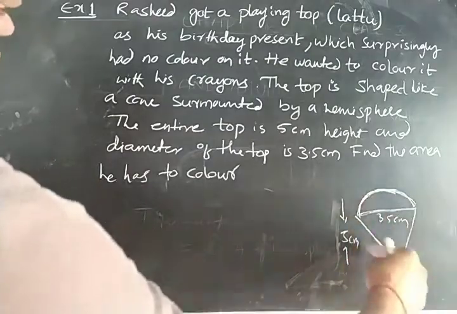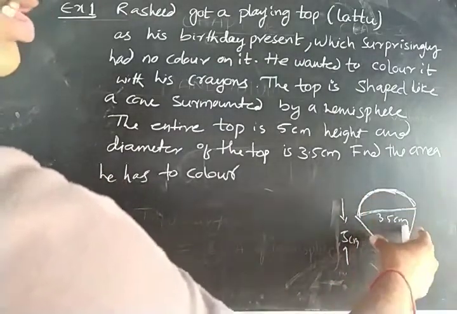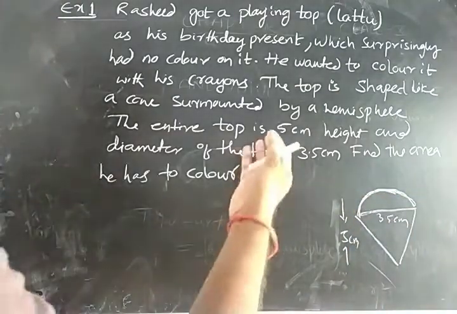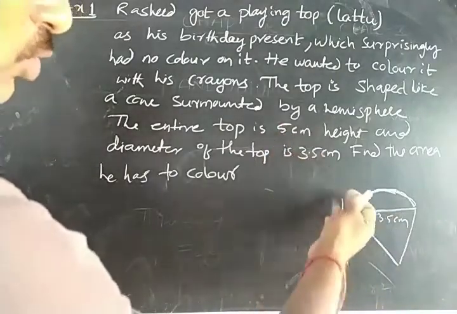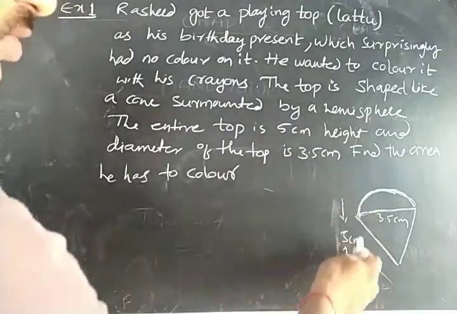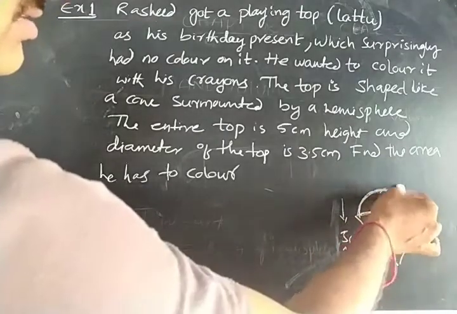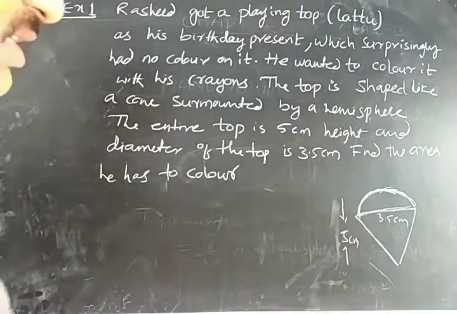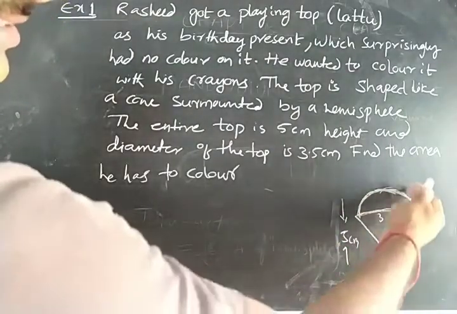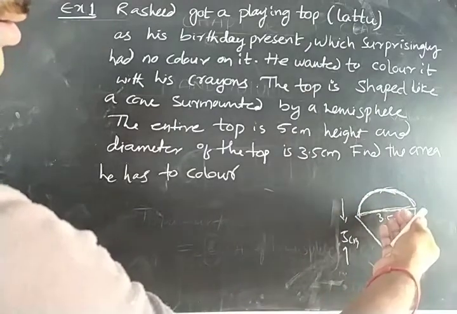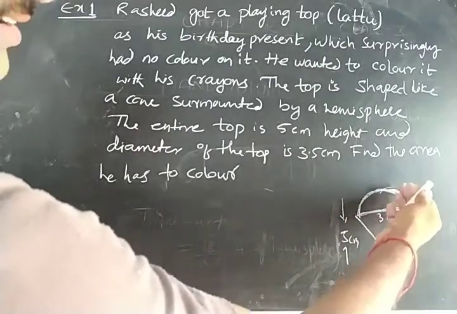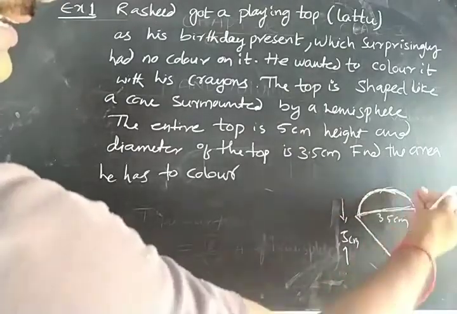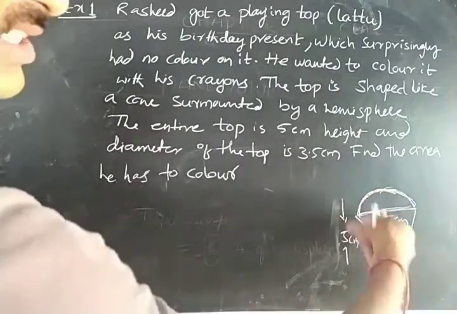So what is the solid of the lattu here? It is a combination of 2 figures. One is a cone and another, surmounted on it, is a hemisphere. And we have the dimensions also. The total height of the top is 5 centimeters, and the diameter of the hemisphere on the top is 3.5 centimeters. These are the dimensions. So he wants to color it. What is the area he has to color? That will be the total surface area. Why? Because he has to color it on every side, right?